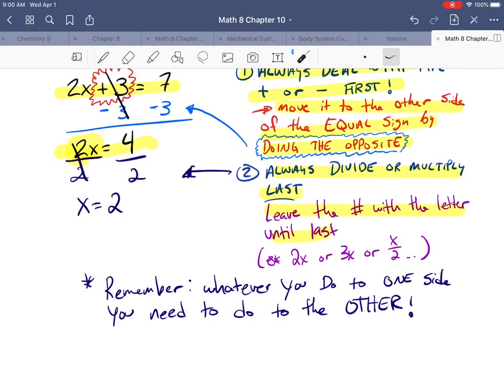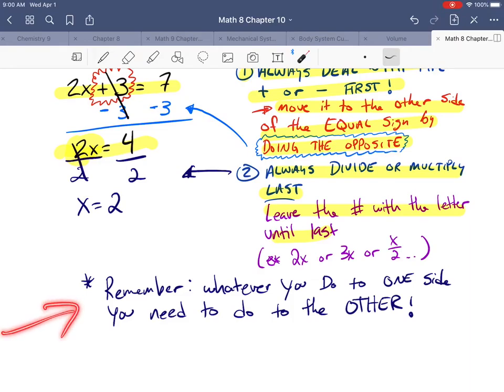So anyways, when we do that, because this says 2x, that means 2 times x. So we have to do the opposite. Divide by 2 and bam out the 2, and then go over to the other side and divide by 2. When you divide 4 by 2, you get x equals 2, and that's your answer.